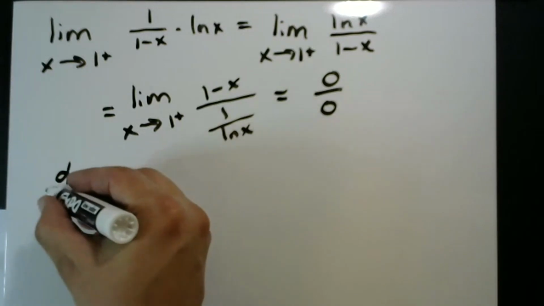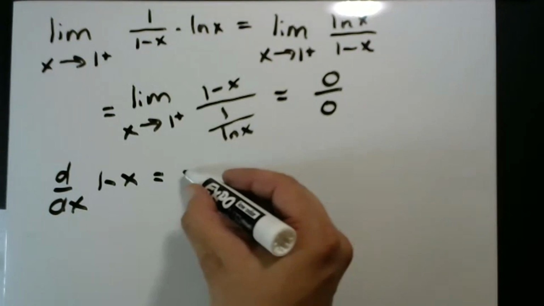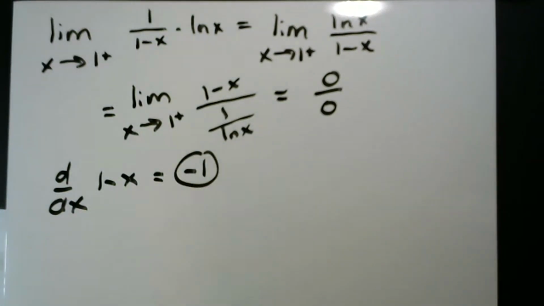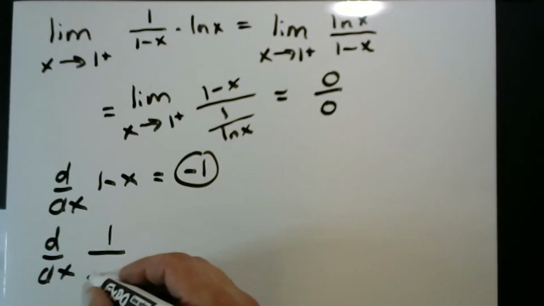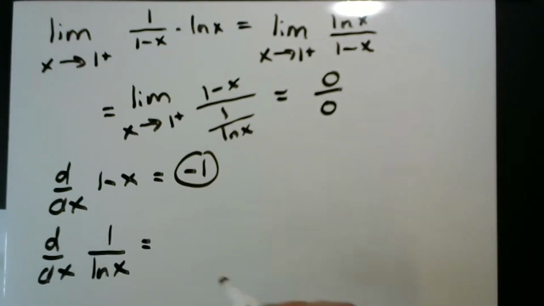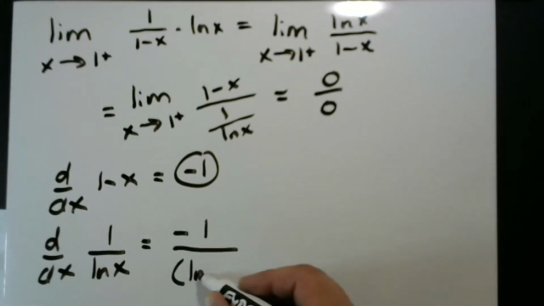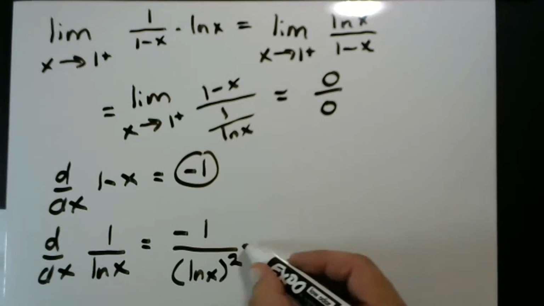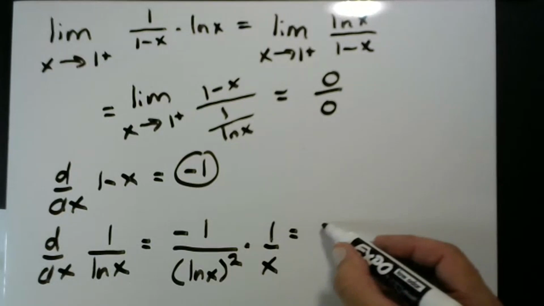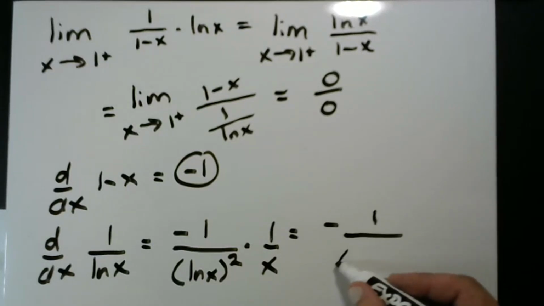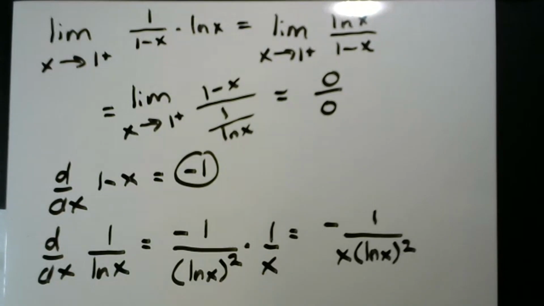So let's take the derivative of the numerator. We'll get negative 1. The derivative of the denominator: minus 1 over the ln of x squared times the derivative of the natural log of x, which is 1 over x, so minus 1 over x ln of x squared.